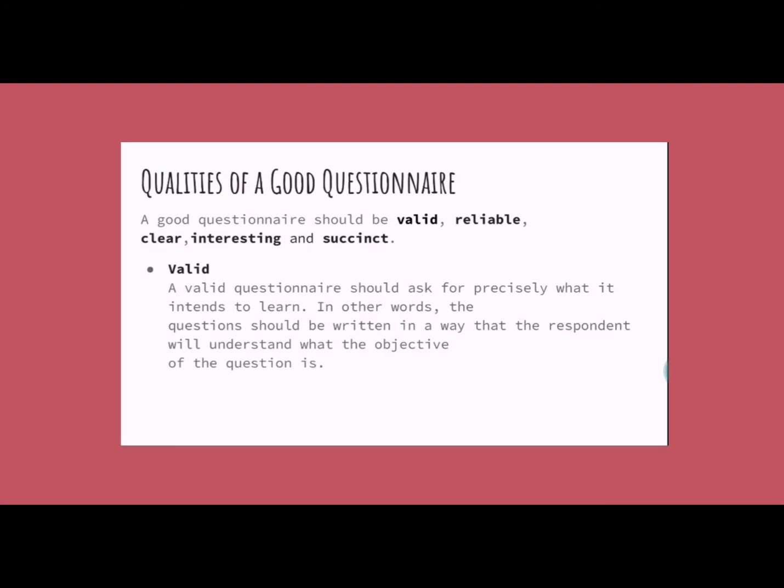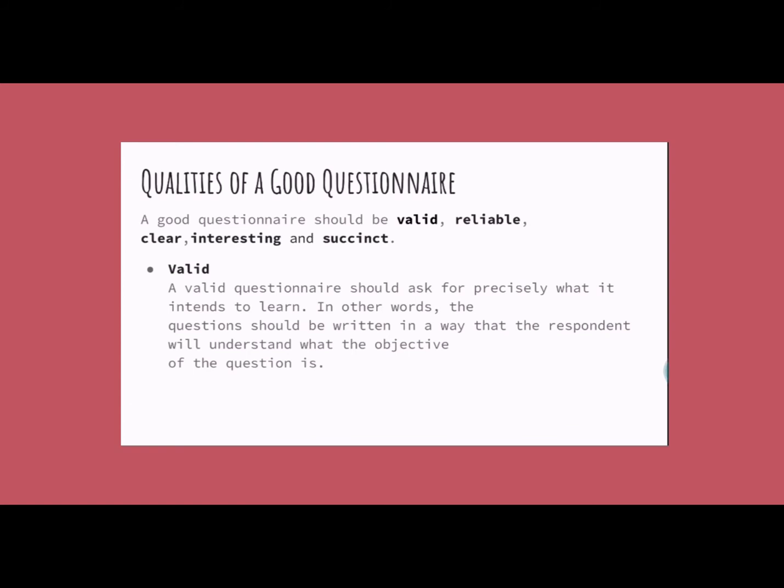When we do a survey, we should have the qualities of a good questionnaire. A good questionnaire should be valid, reliable, clear, interesting, and succinct. Uunahin natin ang valid. A valid questionnaire should ask for precisely what it intends to learn. So, kailangan tiyak at tumpak.